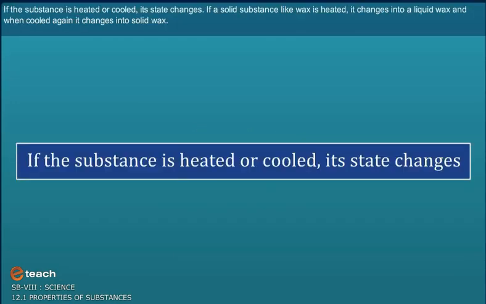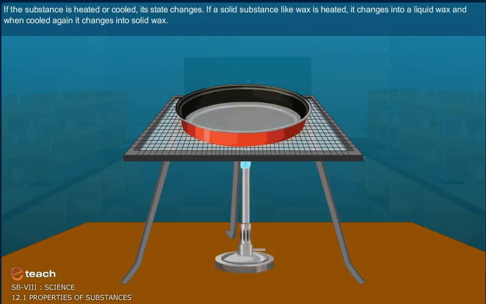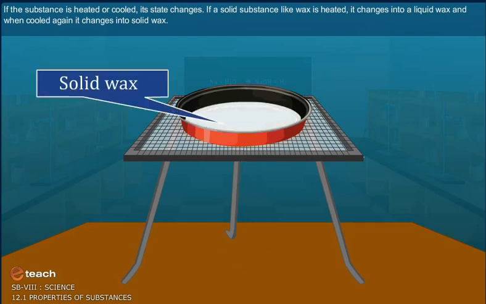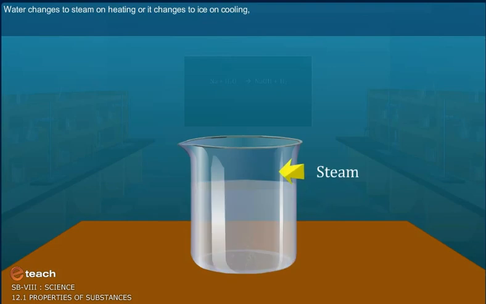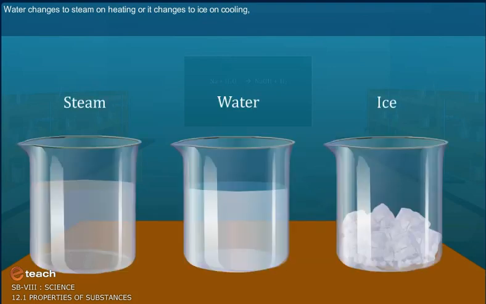If the substance is heated or cooled, it changes its state. If a solid substance like wax is heated, it changes into liquid wax, and when cooled again, it changes into solid wax. Activity. Water changes to steam on heating, or it changes to ice on cooling.